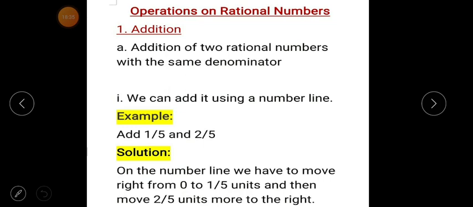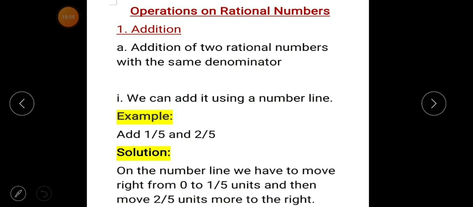Operations on rational numbers. As we have already discussed the operations on natural numbers and whole numbers, similarly let's see how the different operations, addition, subtraction, multiplication and division, work on rational numbers. So let's start with addition. Addition of two rational numbers with the same denominator.